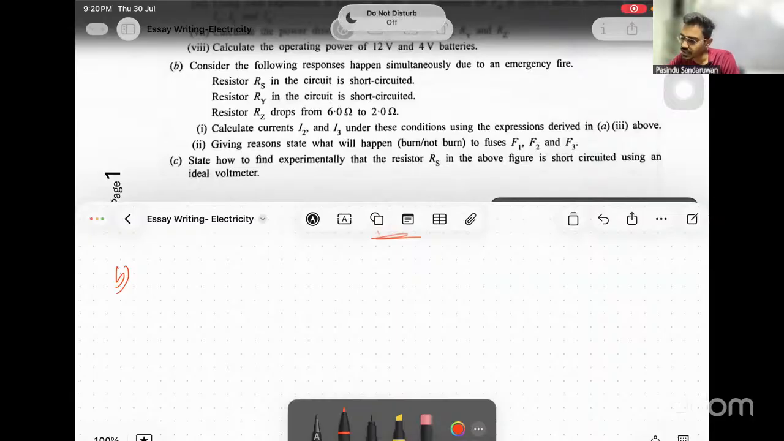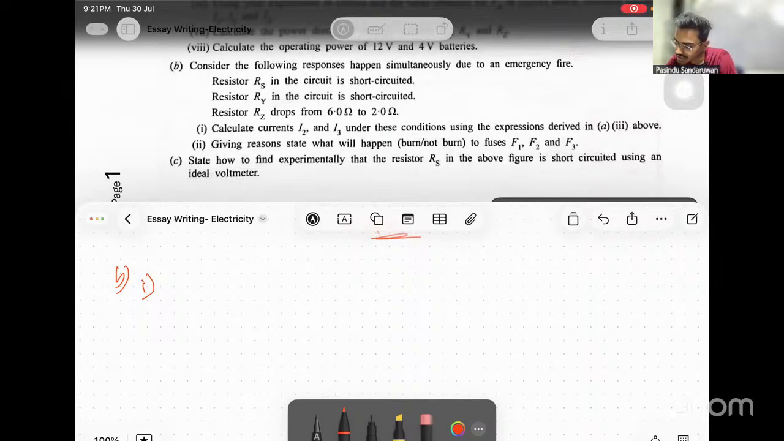Consider the following events happening simultaneously due to an emergency fire. Resistor Rs in the circuit is short circuited. Resistor Ry in the circuit is short circuited. Resistor Rc drops from 6 to 2. First one: calculate currents I2 and I3 under these conditions using the expressions derived in A3 above.